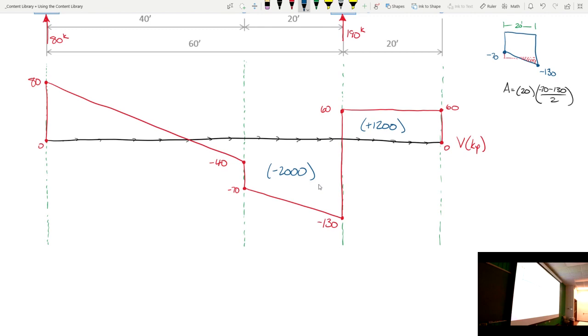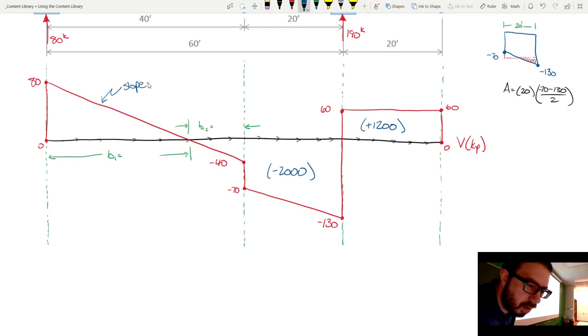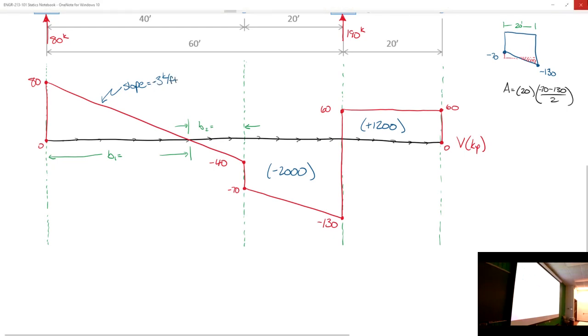So far, so good? Now, we need to get the areas of these triangles, but we just did a problem like that. So what we need is a length of this and a length of this. Now, before we do that, what is the slope of that line? You don't need to do any math to figure it out. It's 3, we'll say negative, because that's what the load was. It's negative 3 kips per foot.